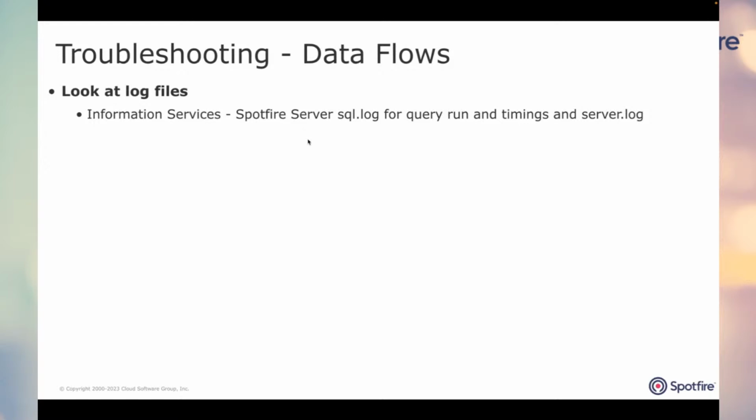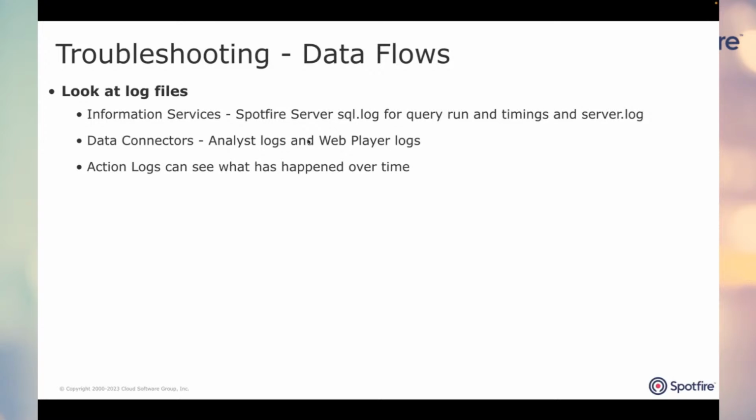So as we talked about for information services, those are the connections that go from Spotfire server via JDBC to the data source. The SQL log is useful for the exact query that's being run to the source with filters and stuff filled in, and then also has timings, and then also the server.log if there's an actual error occurring. You can look in there to get a good trace of what's going on. With data connectors, as we saw, you have the analyst logs and the web player logs if it's something that's happening on the web player. And then action logs, again, can tell you what's happened over time.